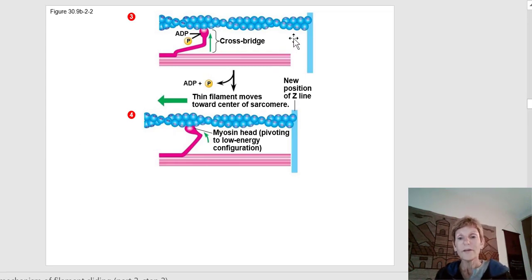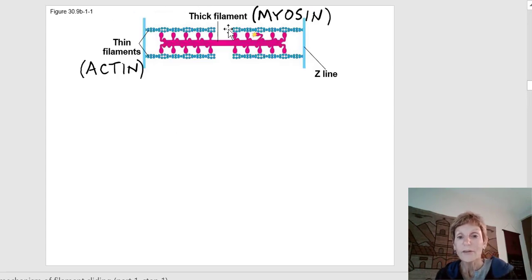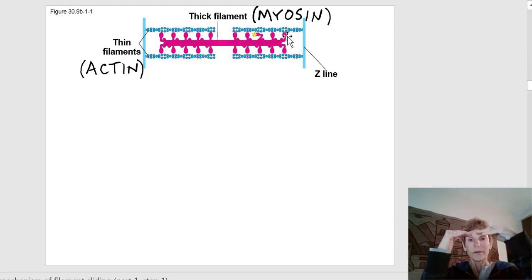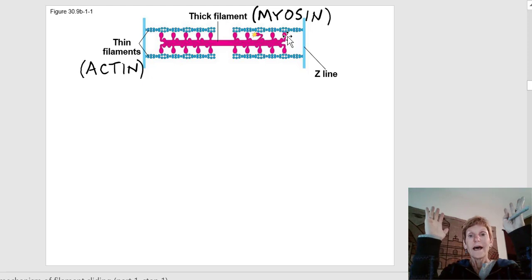And the thin filament, or the actin, moves towards the center of the sarcomere, which moves this Z line closer to the other Z line, which is over here. And the other Z line is moving this way because remember, there are myosin head groups on both sides, and they're pulling towards each other when they bind the actin. And that's how a muscle contracts.